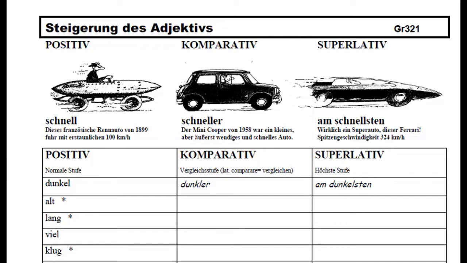Okay, hi guys. We started working on the comparative last time. So we're going to review the comparative and we're going to start talking about the superlative. And of course, both of those things are forms of your adjectives or adverbs, and we have them in English as well. So just as a mini review, we have the regular, just the same way we've always used them, adjectives and adverbs. So things like dunkel, alt, lang, viel, klug.